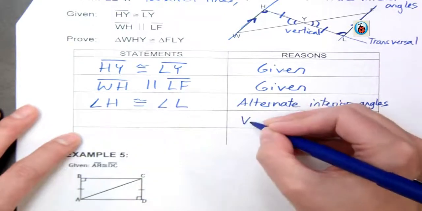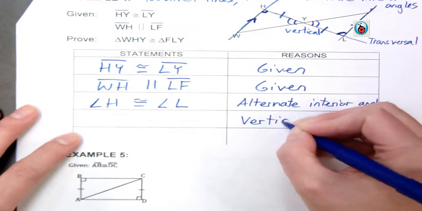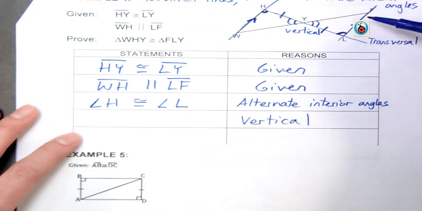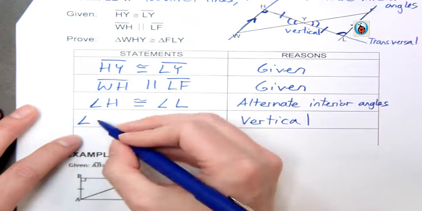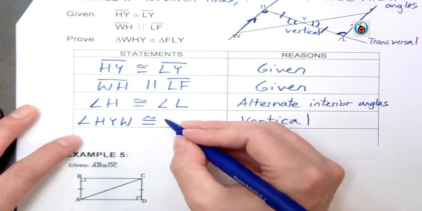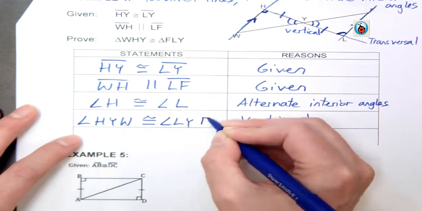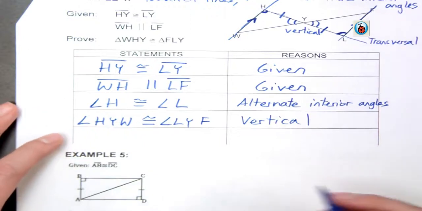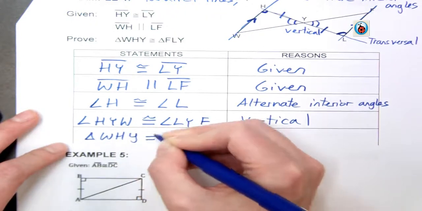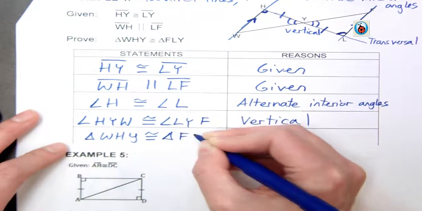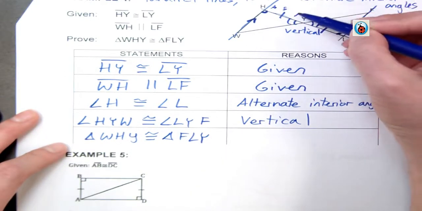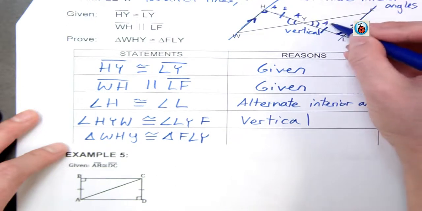And then my vertical angles. So vertical, if I just say angle Y, I have no idea which part that means. So for angle Y, I do have to use all three letters. So angle HYW is congruent to angle LYF. And so now we have triangle HYW is congruent to triangle LYF by angle, side, angle, and this one has the same angle, side, angle.